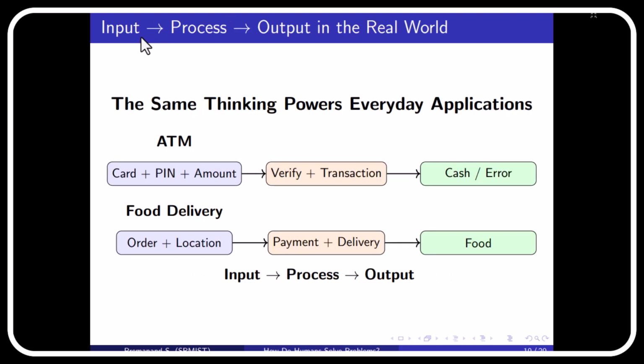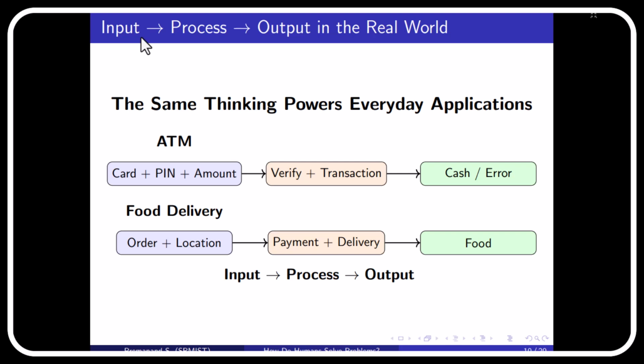And this same pattern is not limited to mathematical problems. Let's look at something you use every day. Take an ATM. What's the input for this? Card, PIN, and amount. What happens inside? The system verifies us and processes the transaction. So what will be the output? Cash, or you will be getting some kind of an error.